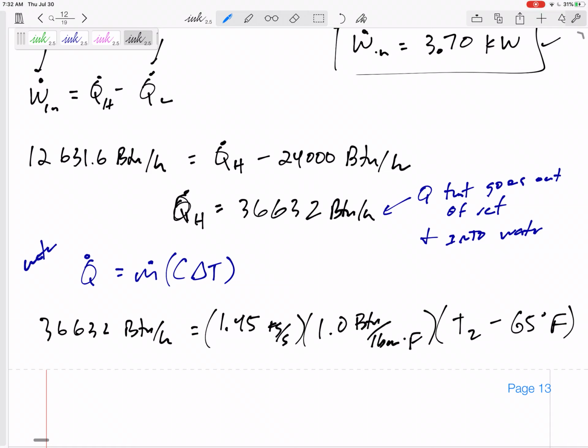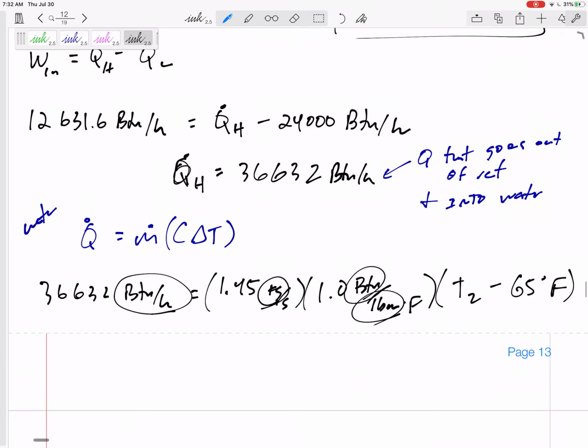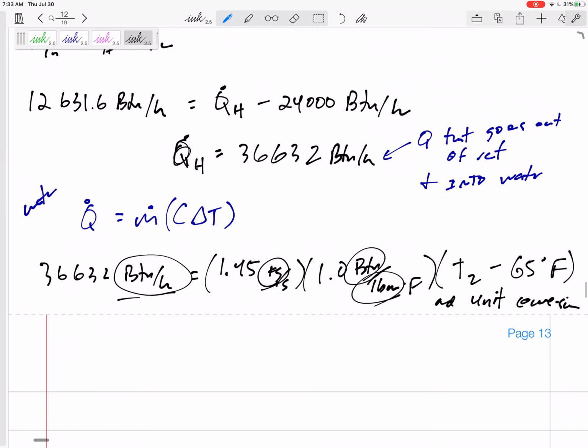My units are off. I've got kilograms and pound mass, and I've got BTU. These are all out of whack. There's some unit conversion here, which I don't really have. But make sure the units on the right-hand side equal the units on the left-hand side.